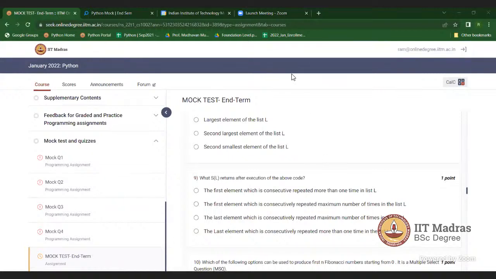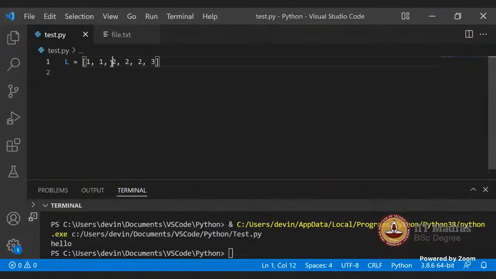Let's just say we have 1 1 1 and then 2 2 2, comma 3. Here y for this one is going to be equal to 3. And y for 2 is also going to be equal to 3. But when y equals 3, d is going to get updated to 3, and later when it comes to 2, y is again going to be 3.